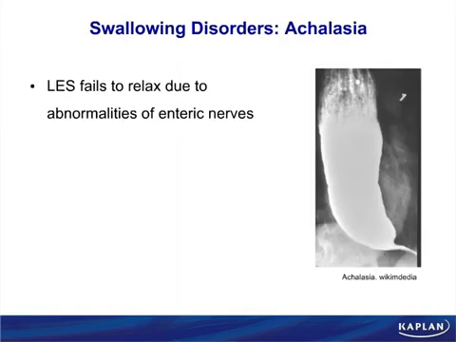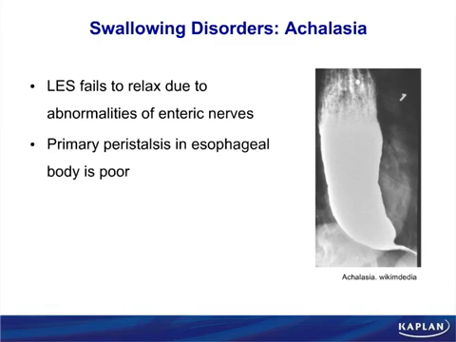Achalasia is defined as incomplete relaxation of the lower esophageal sphincter. It's where the lower esophageal sphincter fails to relax because there's an abnormality of the myenteric plexus, the enteric plexus. You're missing those nerves, and you have incomplete relaxation in the lower esophageal sphincter. Now, what ends up happening with achalasia is that you have dysphagia for both solids and liquids. And the primary peristalsis in the esophageal body is poor because you're missing those plexuses of nerves.